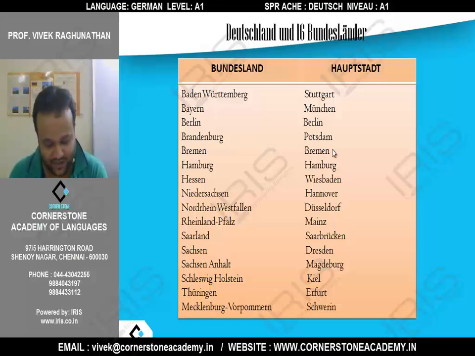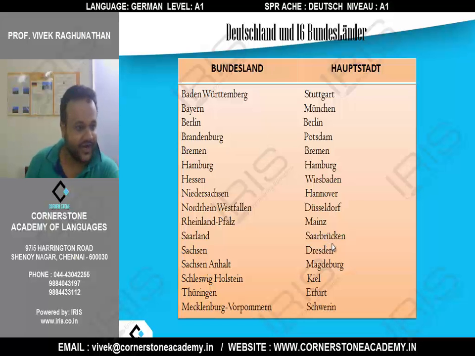Bremen, Bremen. Hamburg, Hamburg. Hessen, Wiesbaden. Niedersachsen, Hanover. Nordrhein-Westfalen, Düsseldorf. Rheinland-Pfalz, Mainz. Saarland, Saarbrücken. Sachsen, Dresden. Sachsen-Anhalt, Magdeburg. Schleswig-Holstein, Kiel. Thüringen, Erfurt. Mecklenburg-Vorpommern, Schwerin.